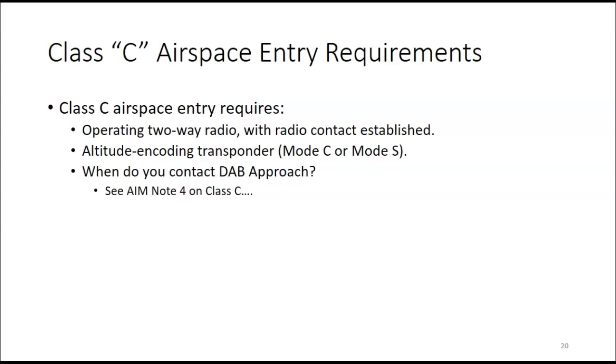The entry requirements are fairly simple for Class Charlie. You just need to establish two-way radio contact with air traffic control. You need an altitude encoding transponder or a Mode C or Mode S transponder. And you contact approach usually within 20 miles of the airspace. You can find that in the AIM, or the Aeronautical Information Manual.